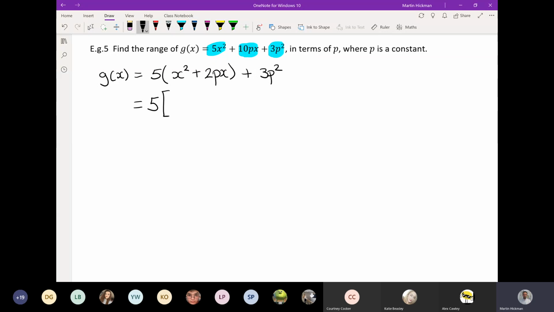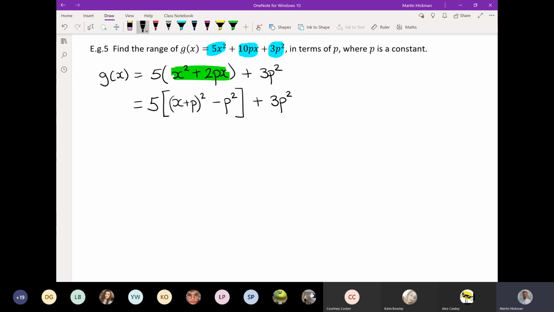Now I'm just going to focus on this bit in the brackets. I'm going to complete the square on this x squared plus 2px. I just write x plus p, because p is half the coefficient of x. You've got 2p there, you've got p there. So that becomes x plus p squared. When I expand that bracket out, I get my x squared, I get my 2px, but I also get an unwanted p squared. To compensate for that, take away a p squared. And then don't forget, outside these square brackets, I've got this 3p squared.